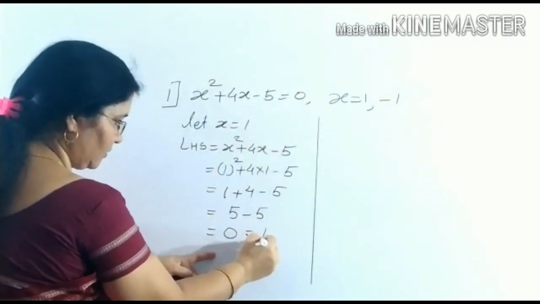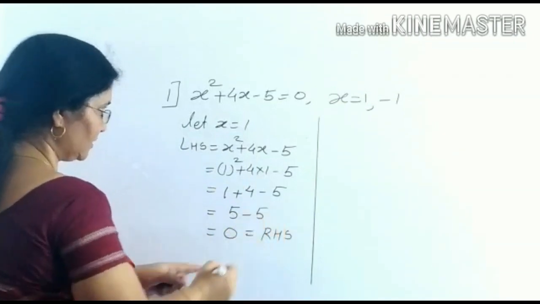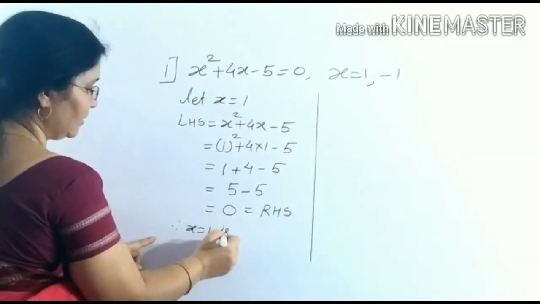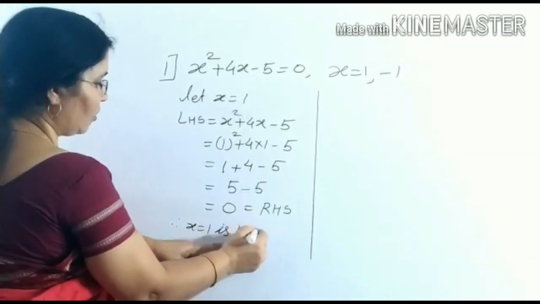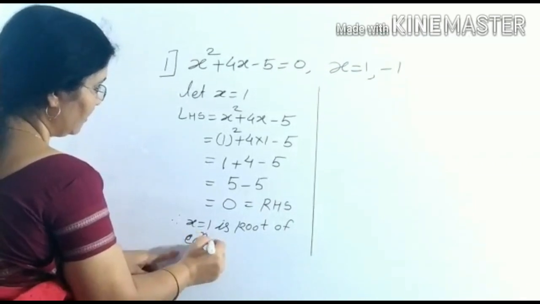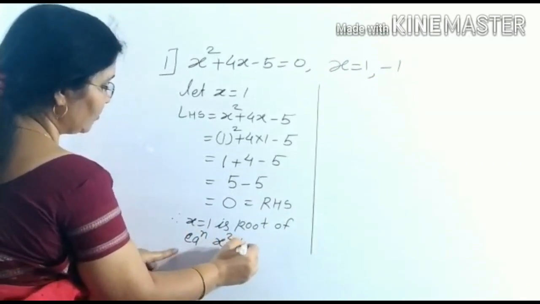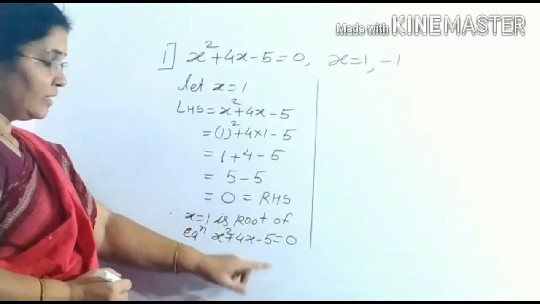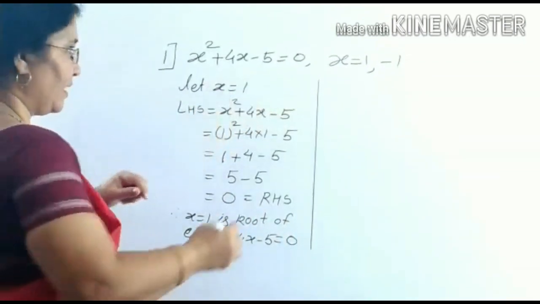So, that is equal to RHS. Hence, x is equal to 1 is a root of the equation x square plus 4x minus 5 is equal to 0. Let's go to the next value.